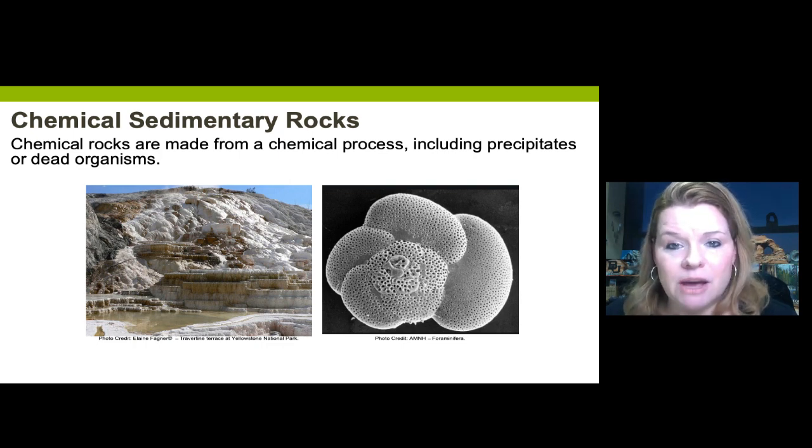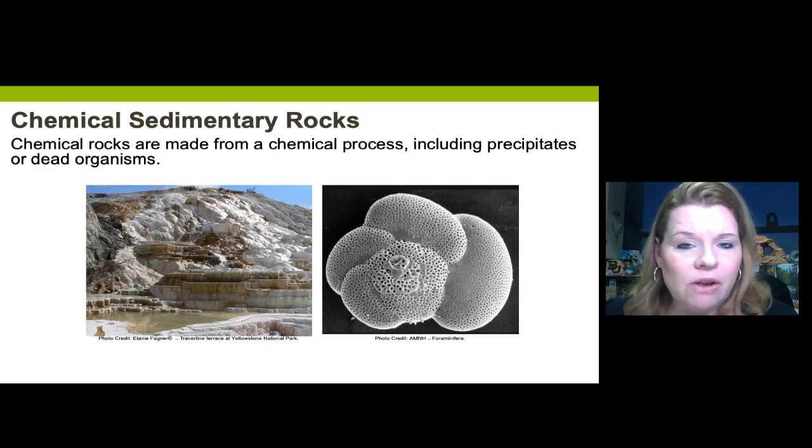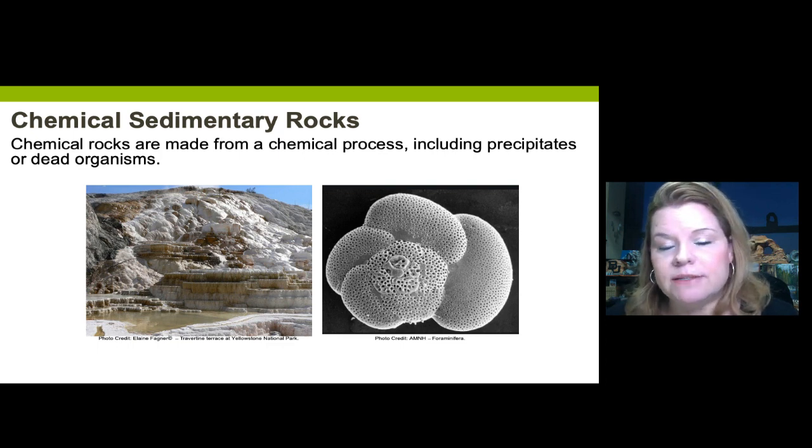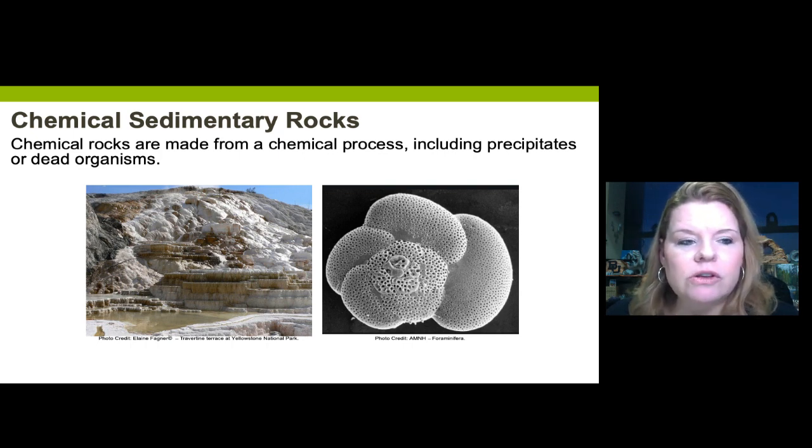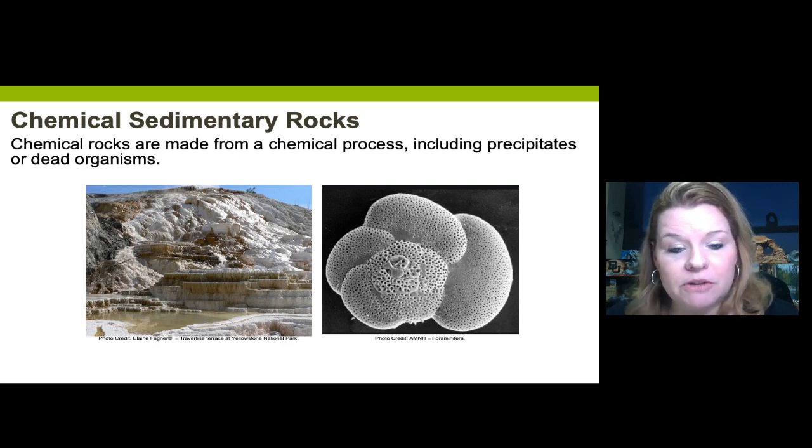These are not predominantly made by broken up pieces of other rocks and minerals and biological stuff. There can be some of that in there, but it's primarily made of a chemical process. Like it's going to have 50% or more of it made by this chemical process, which could include precipitates, which is a solid that falls out in solution, or in many cases, dead organisms. And those dead organisms are not always big fossils. Most of the time, they're microscopic, like the picture you see here of foraminifera on the right.